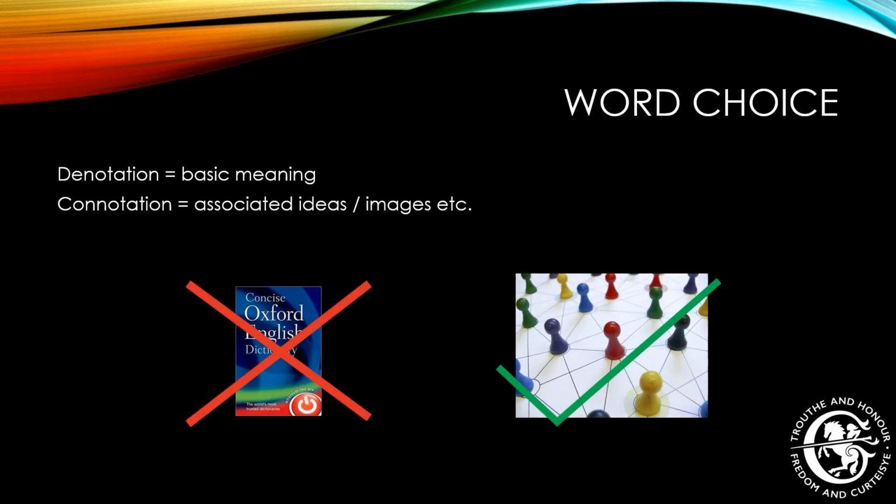So a little recap about what we're looking for in word choice questions then. Remember, the denotation of a word is its basic meaning, i.e. what you would find if you looked it up in a dictionary. The connotation of a word is the associated ideas and images, all the little connections, all the little things that word makes you think of. And when we're analysing word choice, denotation is not enough. We're interested in the connotations of the word, all those associations.